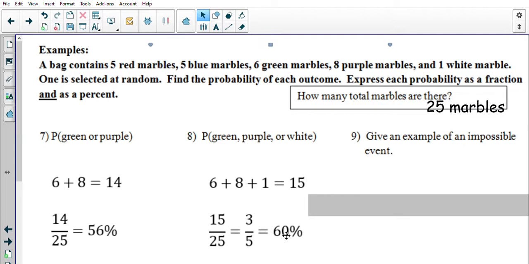Number 9 is asking us to give an example of an impossible event. It means it has a probability of 0. It means it cannot happen. Stop a moment and think, what would be an example of an impossible event using the same situation here?